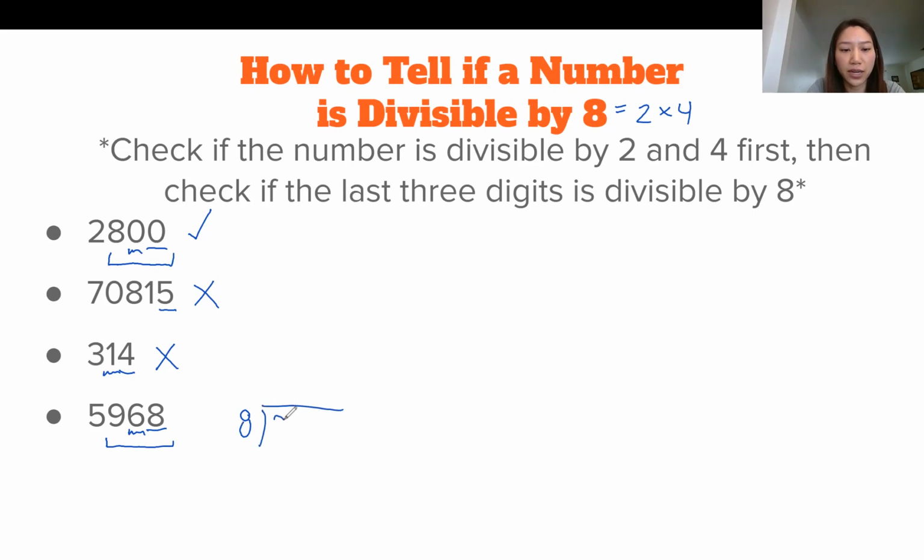So 8 goes into 968. Okay, 8 goes into 9 one time with 1 left over, bring down the 6. 8 goes into 16 two times with nothing left over, bring down the 8. 8 goes into 8 one time with nothing left over. And so 8 goes into 968 evenly, which tells us that 8 also goes into 5,968 evenly.